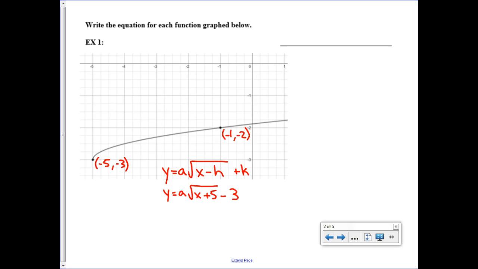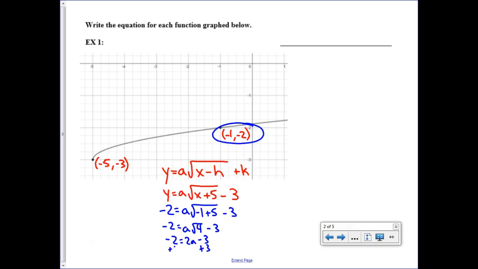Well, we need to find the a value. That's what we don't have. But we also have this point right here, -1, -2. And I'm going to use that then as this random xy point because it's another point that exists. So my y value is -2. I don't know a. Then I do know -1 plus 5 minus 3. So -2 is equal to a times the square root of 4 minus 3. Square root of 4 is 2, so -2 equals 2a minus 3.